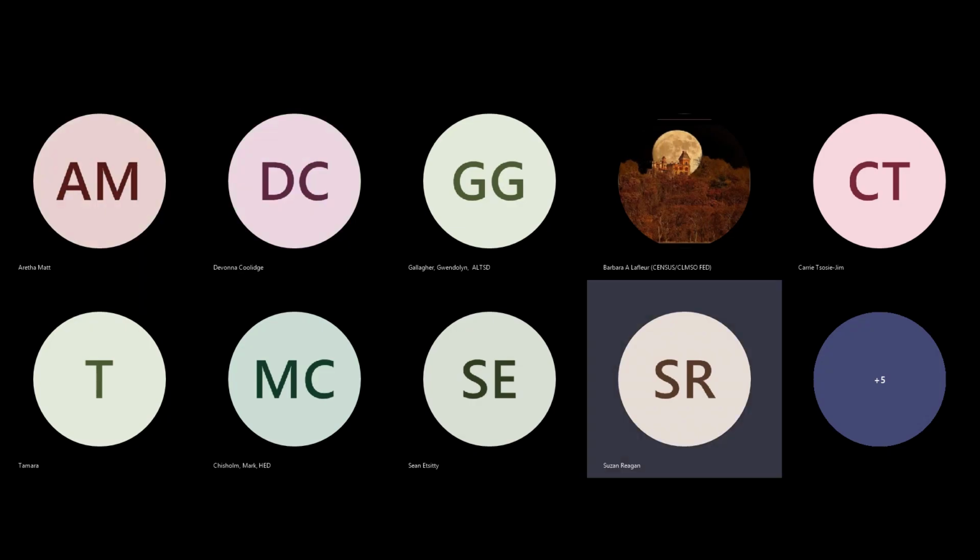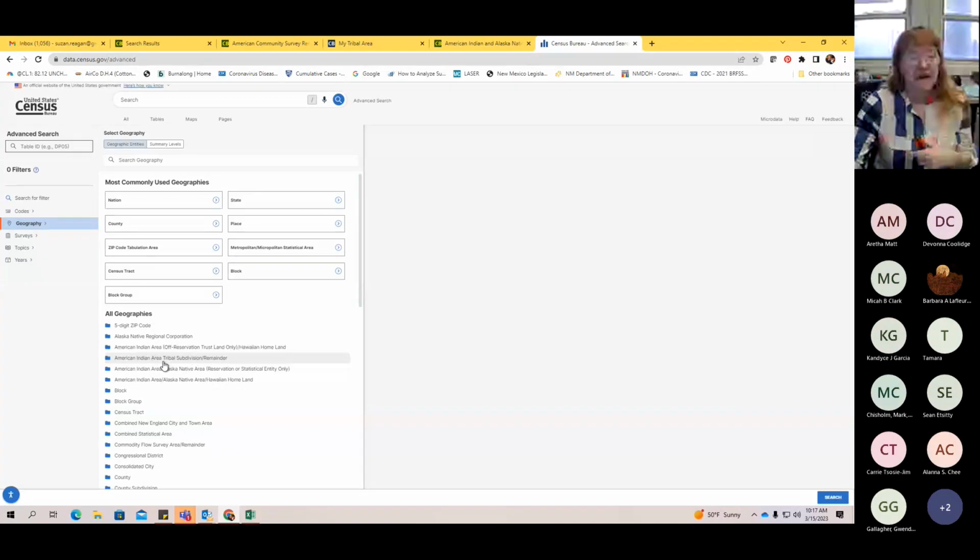Or at least you should find all the chapter houses listed there. Then you have the American Indian Area Reservation or Statistical Entity Area only. And we're going to jump into this in just a minute. And this is excluding that off-land trust land. And the off-land trust land typically in New Mexico really doesn't have any population associated with it. So you would not be wrong if you selected this to start pulling data for New Mexico.